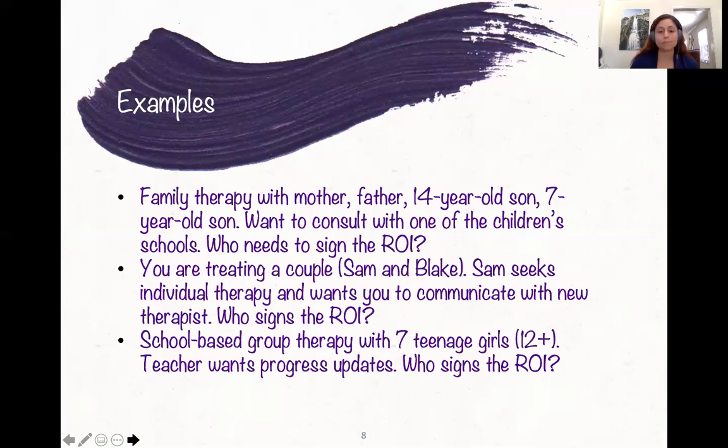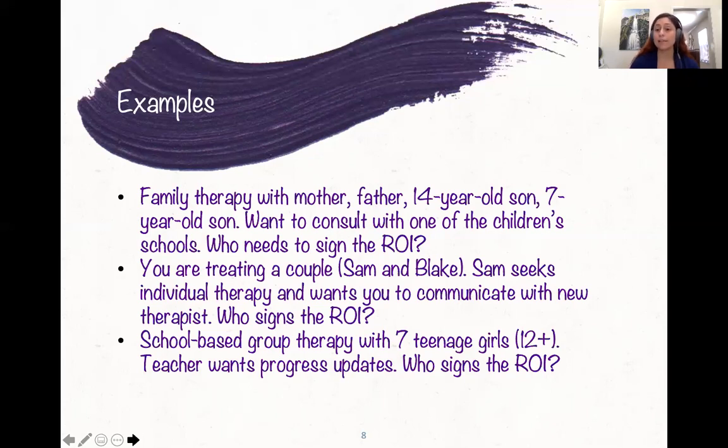Sam's new therapist. And then finally, in this example, you're doing school-based group therapy with 7 teenage girls who are all 12 or older, and the teacher wants a progress update. Who signs the ROI? Again, the treatment unit is the entire unit, in this case, a group of 7 girls, and they're all over the age of 12. So first of all, you're going to need to find out who signed informed consent for these girls to participate in therapy. If it was their parent or guardian, then technically, legally, the parent or guardian needs to provide the signature on the release of information. And of course, it would be good practice to also get the girls to sign the form.